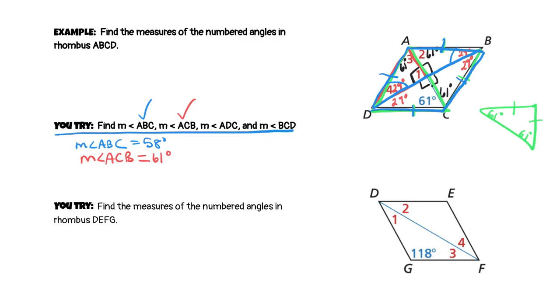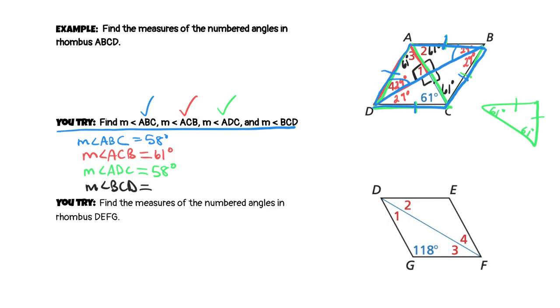Then we had angle ADC. So ADC would be 29 plus 29, so again 58 degrees. And then last we have the measurement of angle BCD. So I'm moving the page here. BCD would be 61 plus 61, so 122 degrees.